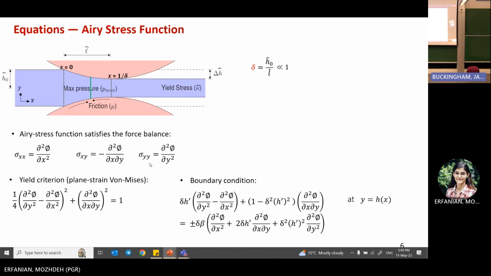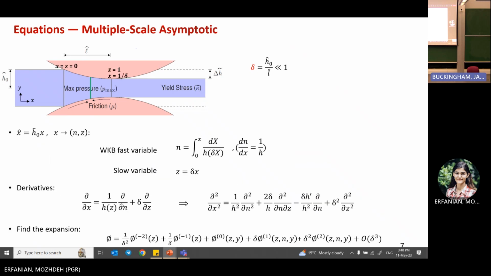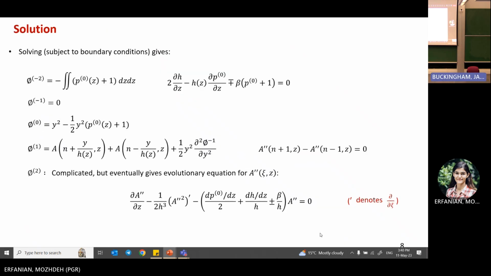In a previous slide, we have d by dx and also d squared by dx squared. And now we can simply use the chain rule in order to write x in terms of the new parameters. And then we need to find a solution for phi in an asymptotic expansion, which is basically a power series. And the corrections are in terms of delta. For example, phi 1 is a first order correction, phi 2 is a second order correction, and so on.